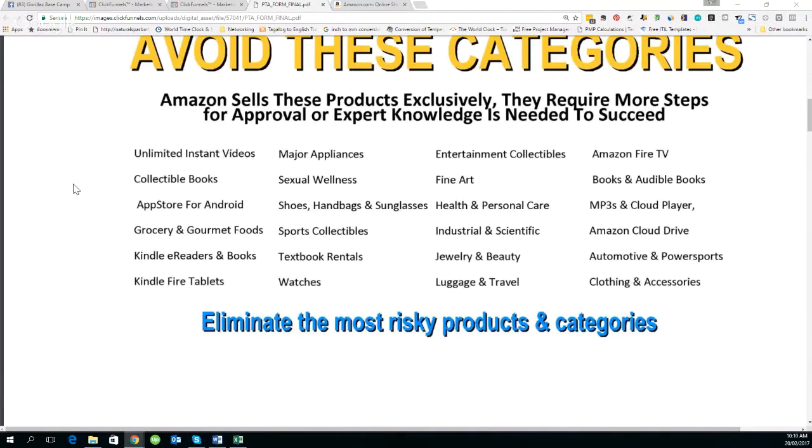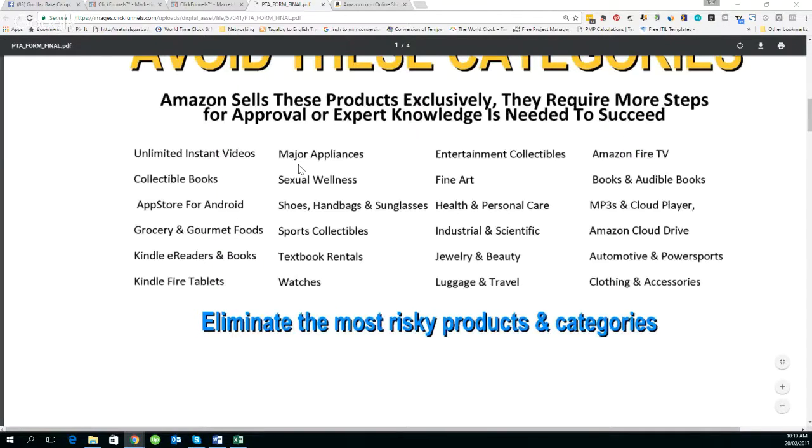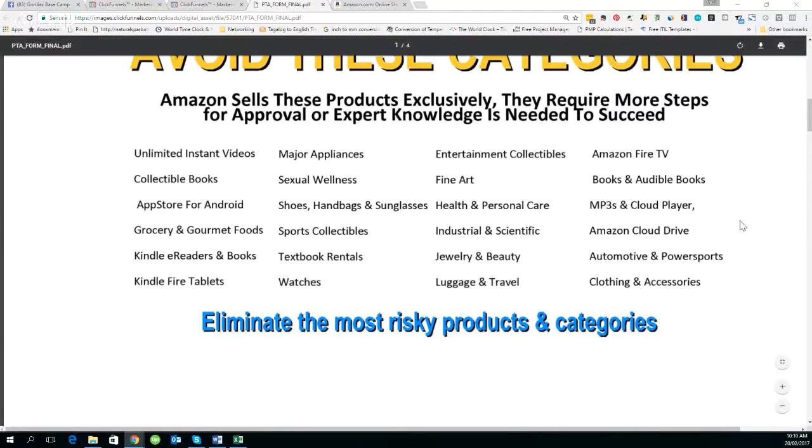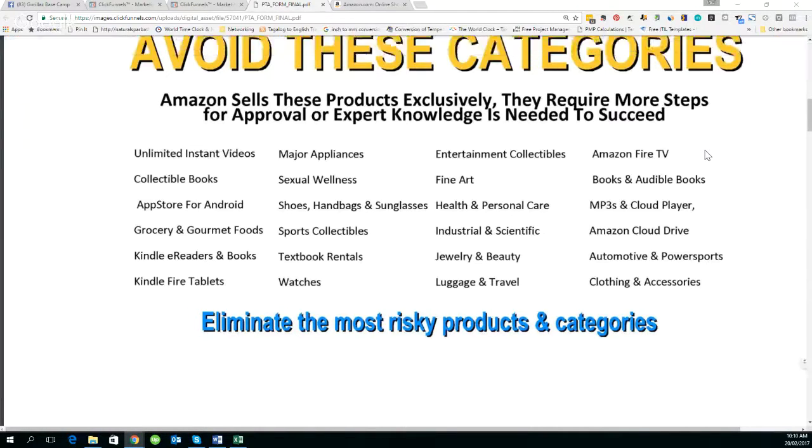Yeah, sometimes you'll find it's a little bit easier than others, depending on what time of year it is. So coming out towards the end of the year, i.e. November, December, it's pretty impossible to get ungated in most categories. But anyway, we're looking at major appliances, fine arts, jewelry and beauty, luggage and travel, and anything to do with Amazon, i.e. MP3 cloud players, Amazon TV Fire, obviously we need to stay clear of.